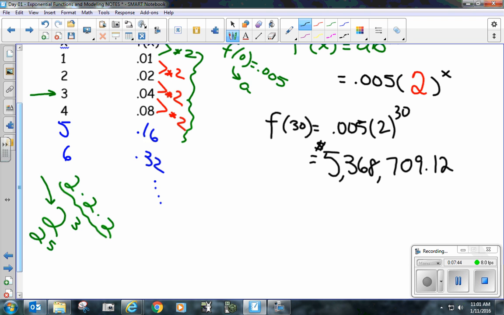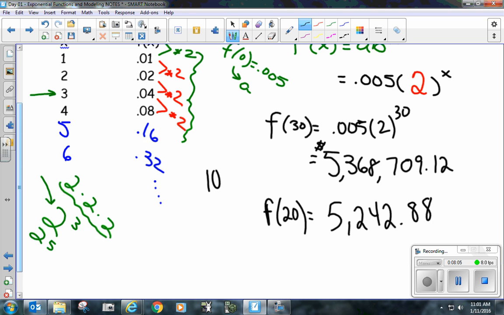But what happens if it's only 20 work days? What's f of 20? It is 5,242 and some change. So guess what? If he's selling you 20 days, you take the 10 grand. What a difference between 20 days and 30 days in salary when you double it. What a huge difference.